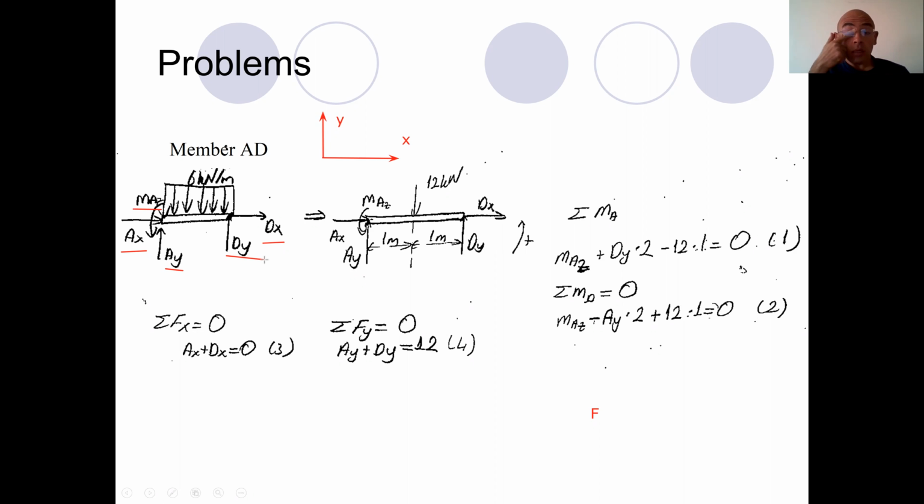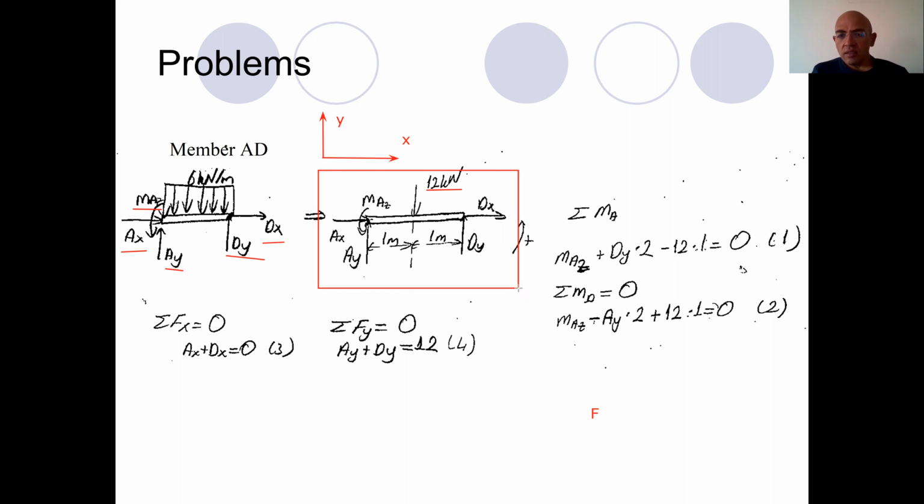Now, second thing is, we have a distributed load which has a magnitude of 6 kilonewton per meter. And remember that it is uniform, constant over the beam AD. And the resultant force, certainly, 6 multiplied by 2, that makes 12 kilonewtons. And it acts at the center of gravity of the area under the distributed load, so it is just located at the center. So this is basically our free body diagram for the rod AD.